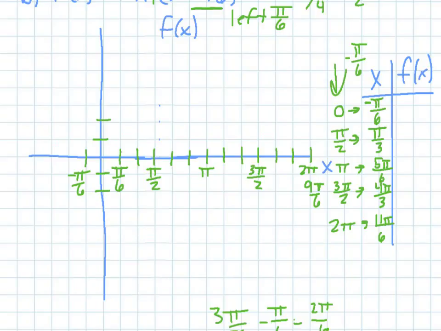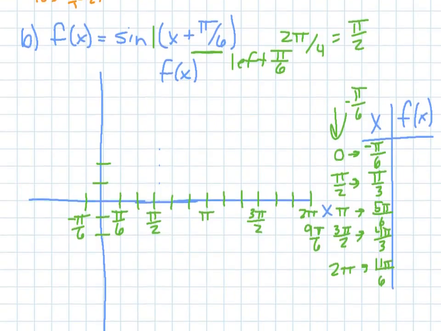So now if I plug in negative pi over 6, negative pi over 6 plus pi over 6 gets you 0, because they cancel each other out. So sine of 0 will be 0. Okay? Then here, if I plug in pi over 3, remember that was 2 pi over 6, plus pi over 6 gets you 3 pi over 6. That's the same thing as pi over 2. Notice how we're getting back to the same numbers that we wanted, which were right there. So sine of pi over 2 is 1.